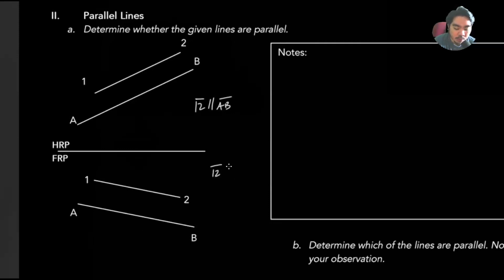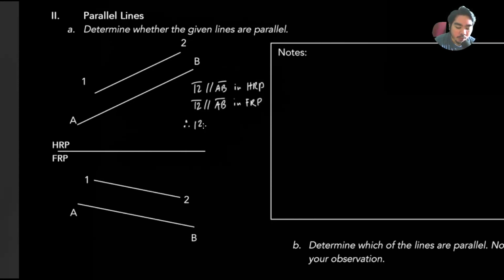Then here too, 1,2 is parallel to AB. Therefore, 1,2 is parallel to AB. Parang weird ng proof, no? So, mas maganda kung ang gawin ko is another way to do it: 1,2 is parallel to AB in HRP. 1,2 is parallel to AB in FRP. And then therefore, and this is my proof, 1,2 is parallel to AB.